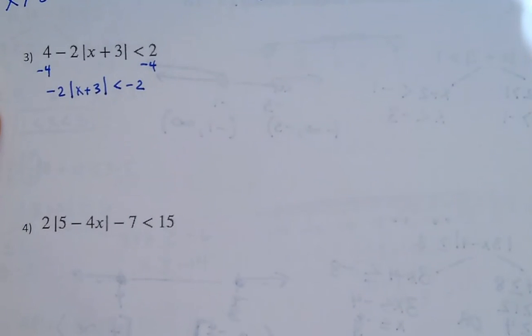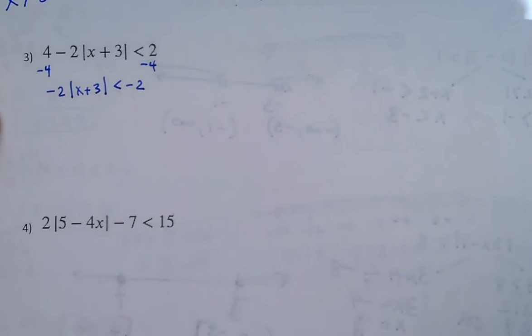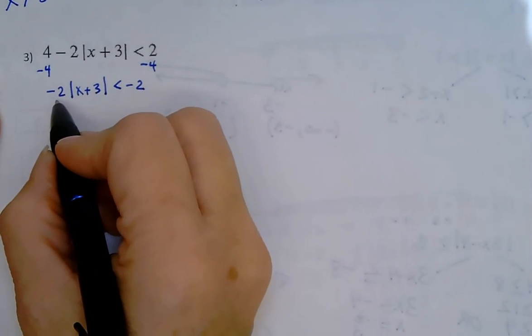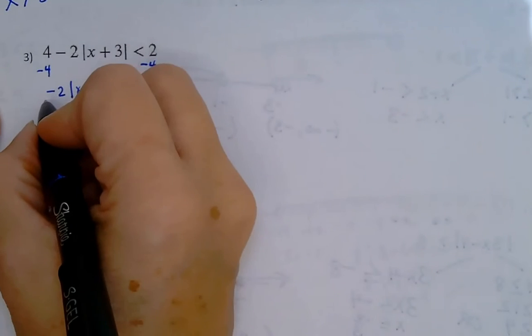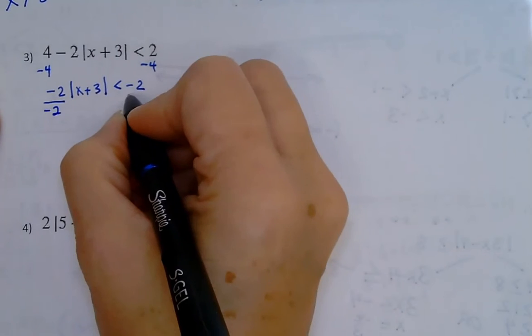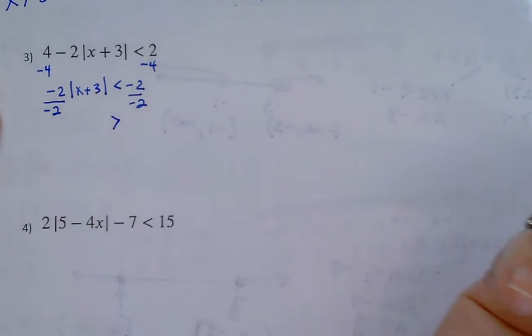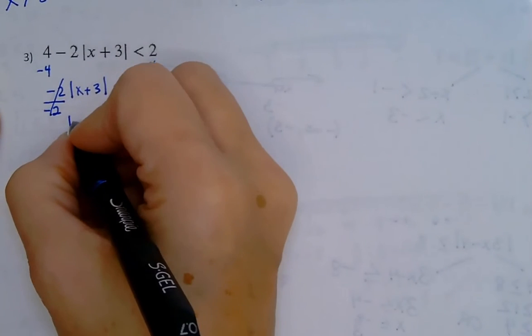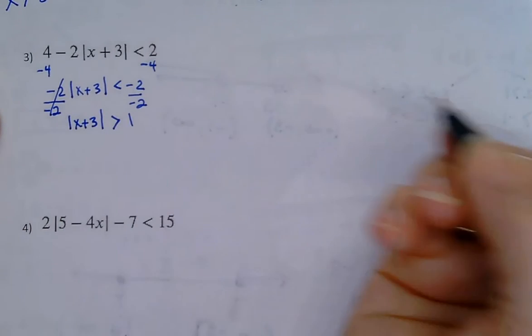I'm going to start this video partway through solving this problem. I need to isolate, so the first thing I did was subtract 4 from each side. That left me with -2 times the absolute value of x plus 3 is less than -2. So now I'm going to divide each side by -2. When we divide each side by a negative, we have to change the direction of the sign. Okay, that's what I'm going to do before I even do the math. And now I have absolute value of x plus 3 is greater than 1.